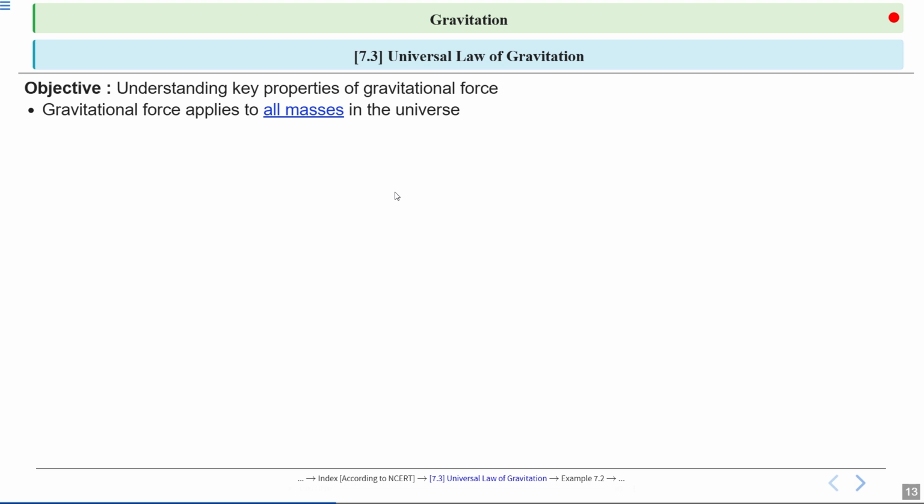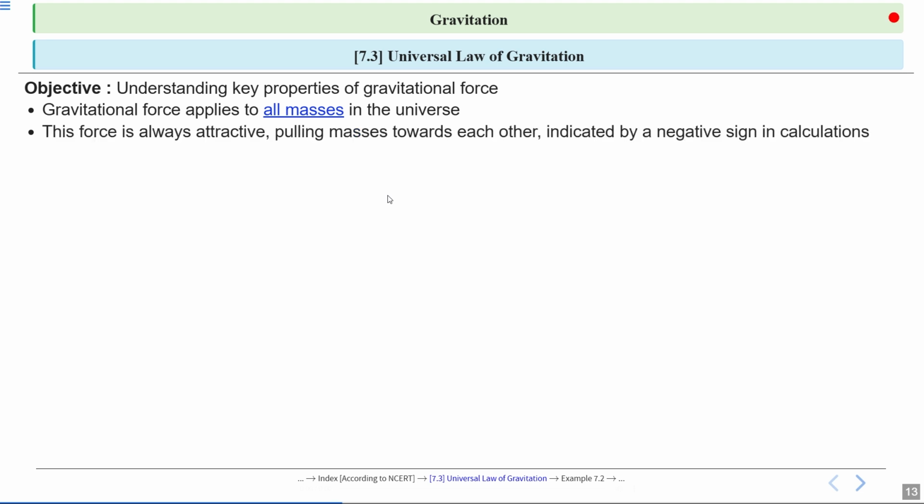Now we will study the properties of gravitational force. Gravitational force applies to all masses in the universe. We know gravitational force is always attractive. This means it pulls masses towards each other. In calculations, this is often indicated by a negative sign. It's important to emphasize that the force never pushes objects apart. It always pulls them together.